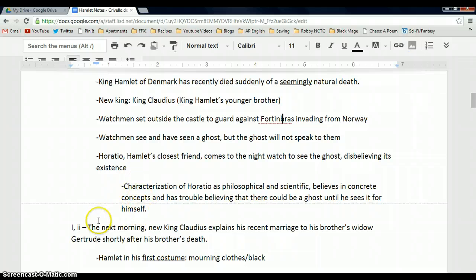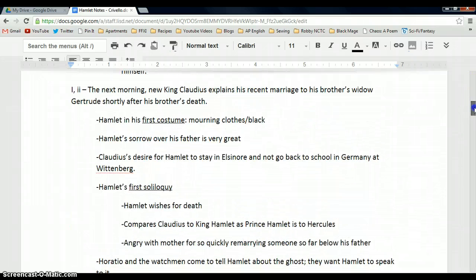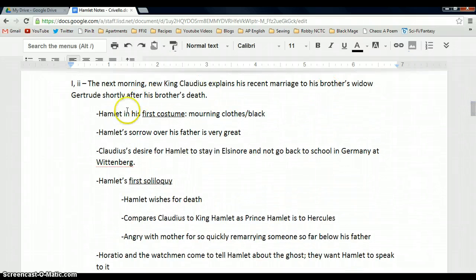Okay, so this is where we get Hamlet in his first costume, and I'm going to move the screen up a little bit here. We get Hamlet in his first costume, which is mourning clothes. He's sad. He's wearing black out of sadness over his father's death.